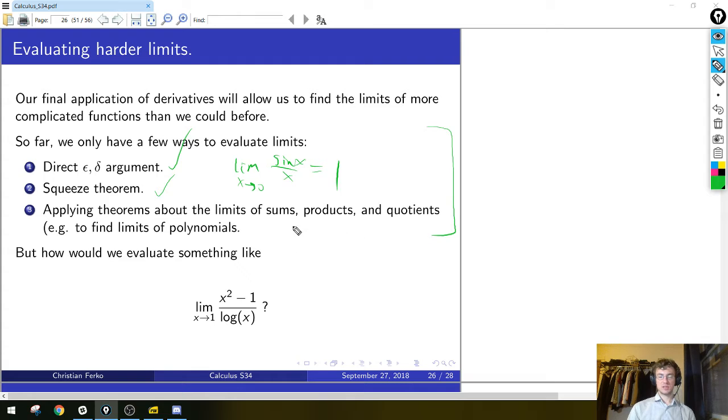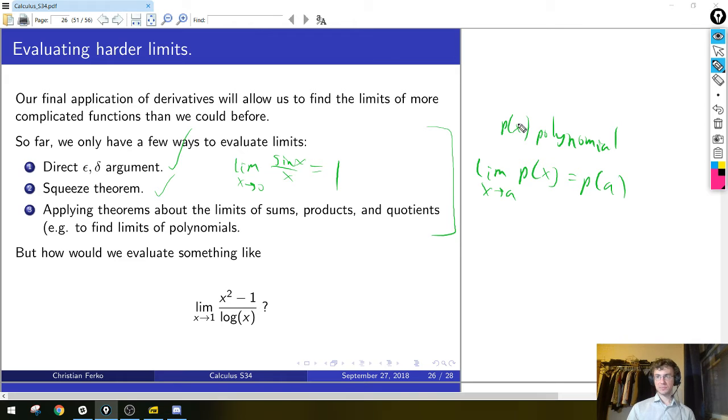And the third way that we had was using theorems. We proved various theorems about the limit of a sum or a product or a quotient, and then we used those theorems to prove very powerful properties, like for any polynomial p of x, the limit as x goes to a of p of x is the same as p of a. And that's what we used to argue that polynomials are continuous.